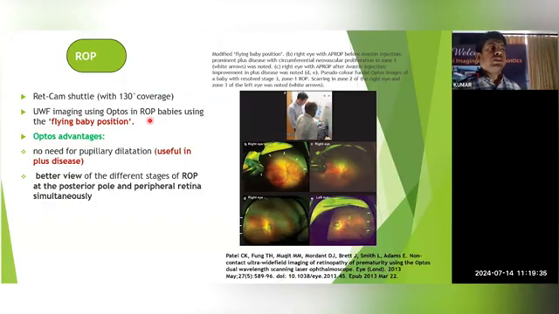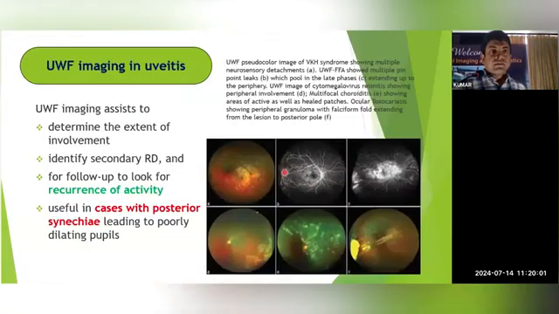Whereas Optos has started a new technique called the flying baby position, where you can just hold the baby in front of the Optos camera and take an image in a single click, and it gives a beautiful image. In ROP, you can see this is a plus disease, and after injection, the plus disease regressed. So what is the advantage? You can see the posterior pole as well as the peripheral retina in a single image, which gives a better idea of the overall disease state.